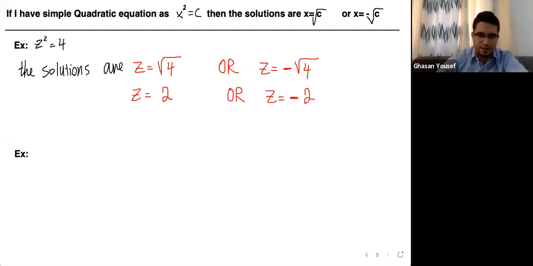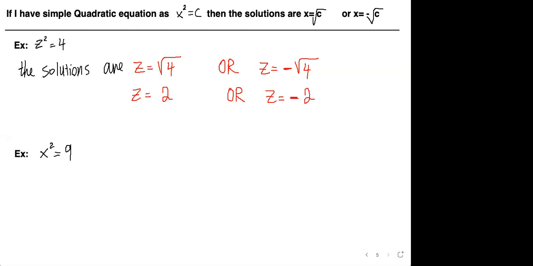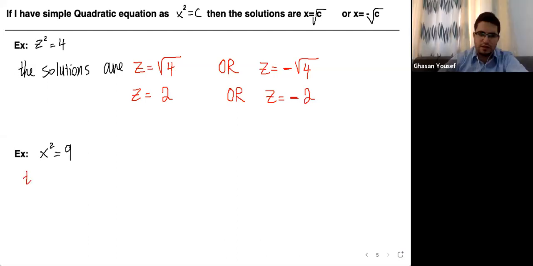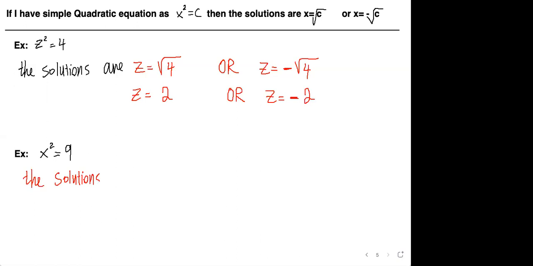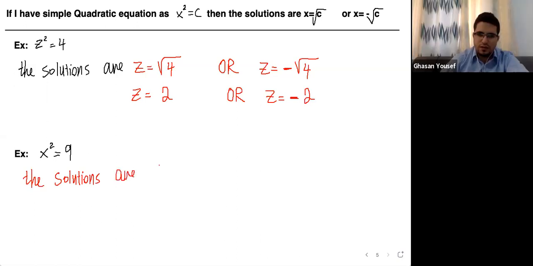So I have another example: x squared equals 9. What is the solution for this one by using the property? The solution is the square root of 9, comma, negative square root of 9. So that's 3 and negative 3. This is correct. So the solutions are x equals the square root of 9 or x equals negative square root of 9.